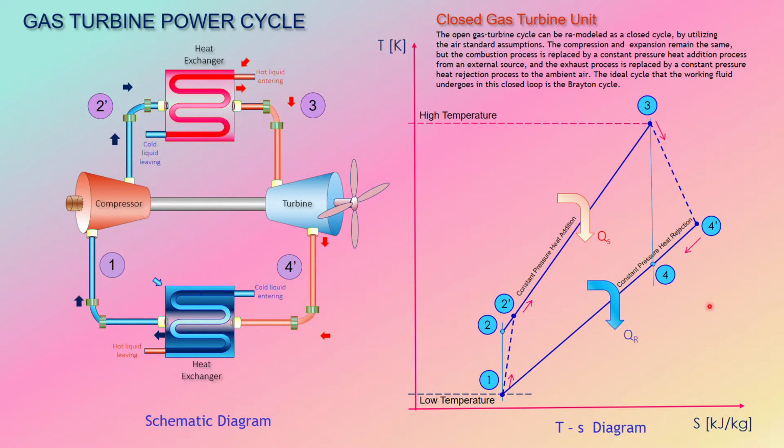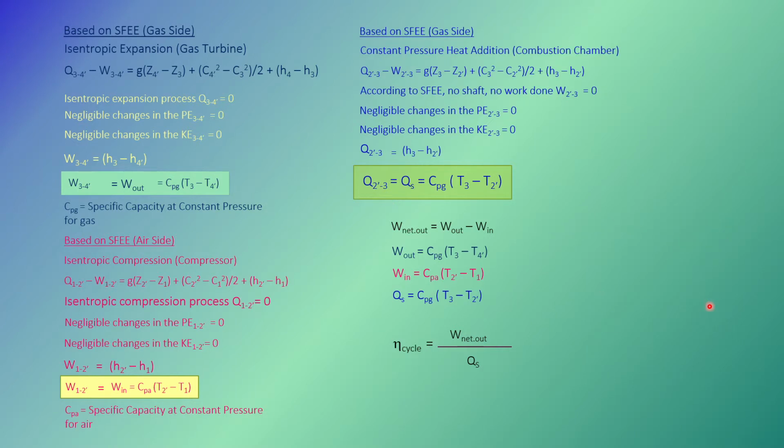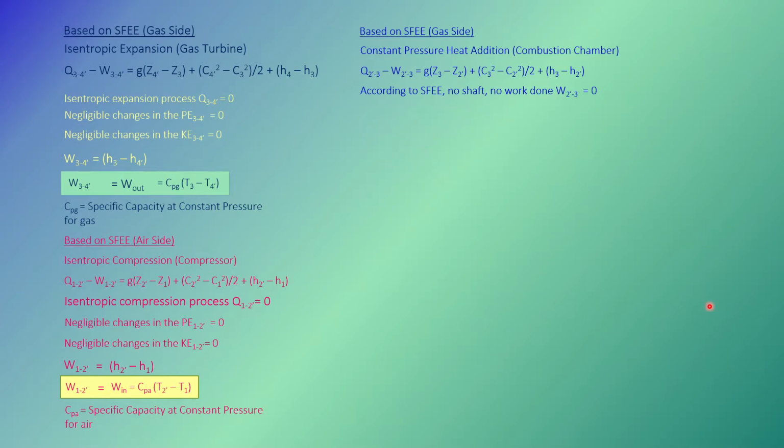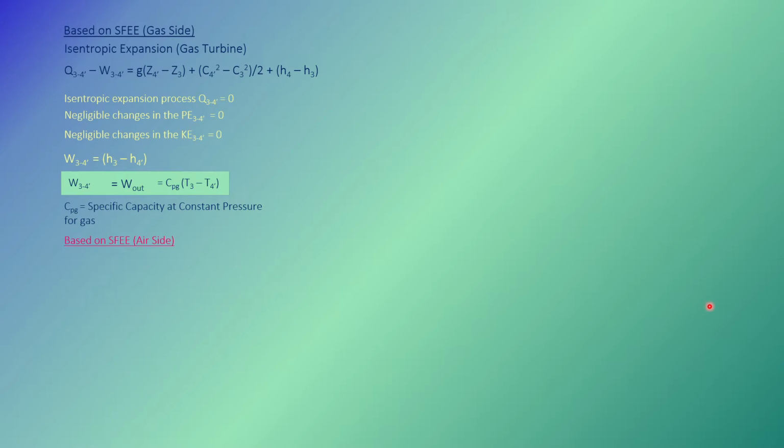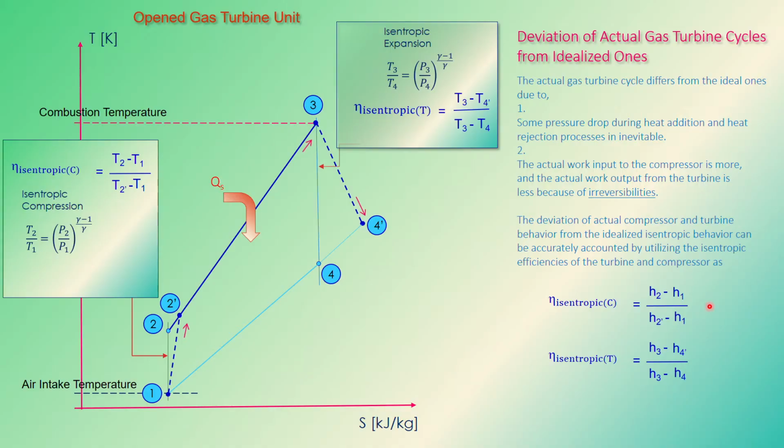So this is your closed gas turbine unit. This is actually the same as your constant pressure cycle. The open gas turbine unit is actually the modification of your closed gas turbine unit. Now you see here, I didn't draw any dark blue line here. That means it stops here at 4, or if you consider the actual case, it should be 4 prime. So this is the open gas turbine unit.